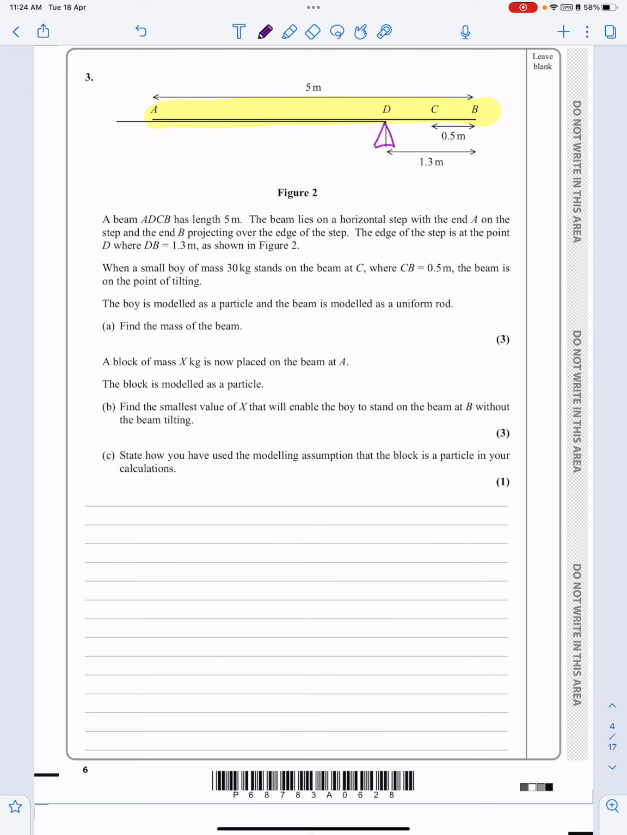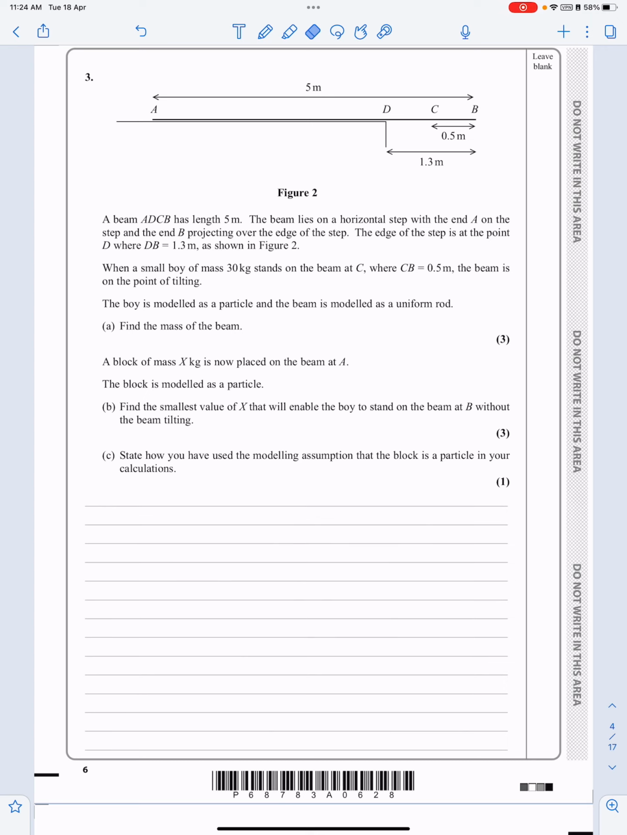This is the reason for doing past paper questions. You might not have seen a question like this before, and you need to see all the different things that they could ask us to do. Edge of the step is at the point where DB equals 1.3, fine. Small boy stands on the beam at C, can see that. Beam is on the point of tilting. Boy is modelled as a particle, beam is modelled as a rod. Find the mass of the beam.